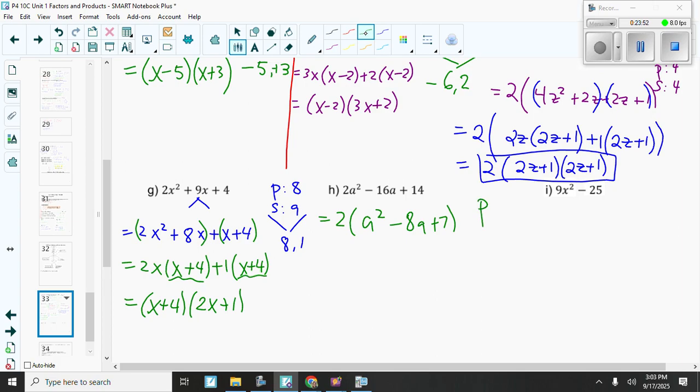So my product is 7 and my sum is negative 8. Two numbers that multiply to give me 7, but when I add them together give me negative 8, so probably negative 7 and negative 1. So my two numbers are negative 7 and negative 1, and so I can go right to factored form. That 2 still stays out there. It still lives outside of the bracket. It's one of my factors, but I don't need it for this. I can go a minus 7 and a minus 1.